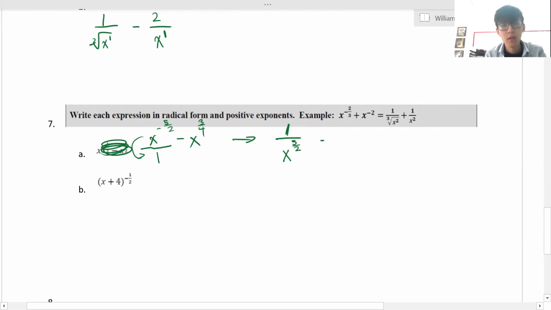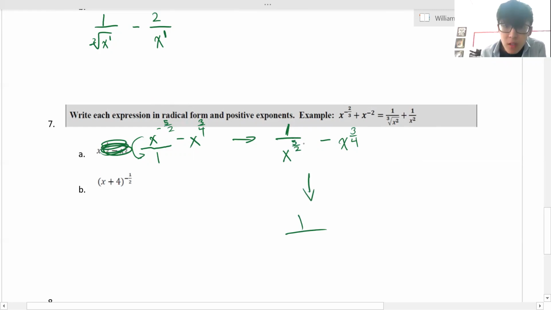Okay? Minus x to the 3/4. I'm going to leave it there and do the radicals myself in the next step. Okay. So 1 over x to the 5/2. How do I change this into radical form? So radical form is like this with the roots and stuff, right?